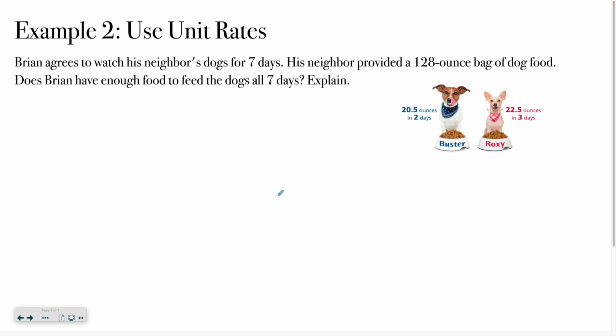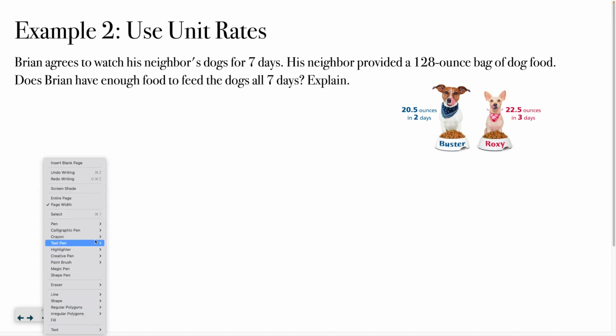All right, now let's use this idea of unit rates to calculate how much dog food is needed to feed these 2 dogs for a week. Brian agrees to watch his neighbor's dogs for 7 days. His neighbor provided a 128-ounce bag of dog food. Does Brian have enough food to feed the dogs all 7 days? Explain. Well, you can see we have 2 dogs, Buster and Roxy.